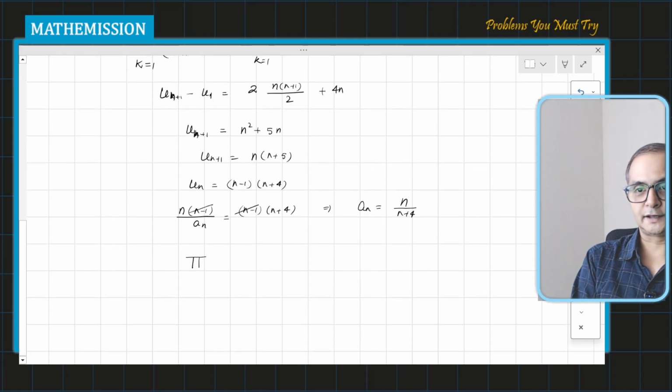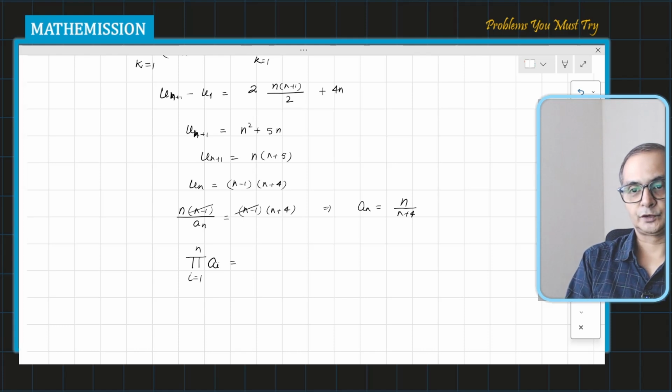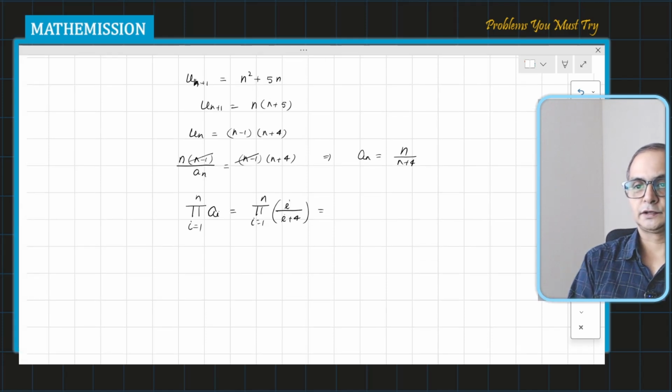So the product says that i goes from 1 to n, and here I have a_i. So let's find it here. That is going to be the first term, and of course this is a little bit of formula first. So i goes from 1 to n, and that will give you i by i plus 4. So let's find the product. I'm writing the product starting from here. So the first term will give you 1 by 5.